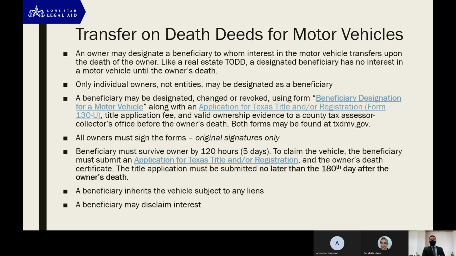A beneficiary gets the vehicle subject to any liens. So if you have a $20,000 loan on your vehicle, it doesn't evaporate just because you gave it to a beneficiary. They only own the vehicle with that lien on it. They can disclaim interest if they don't want it for whatever reason. They don't want to pay the registration fee. They don't want to pay taxes, whatever. They can say that they don't want it even if you've given it to them.